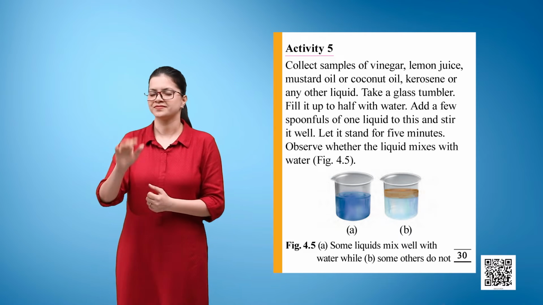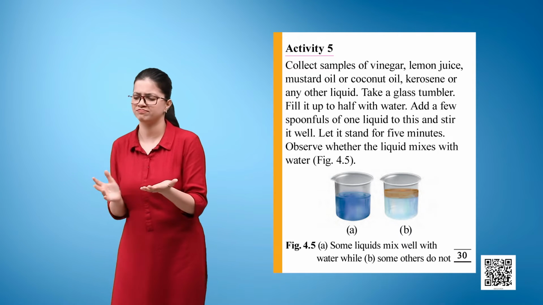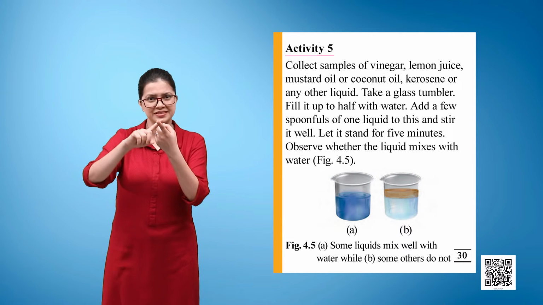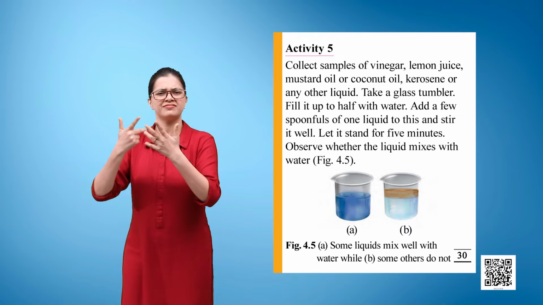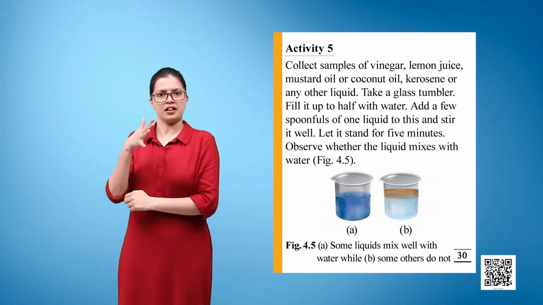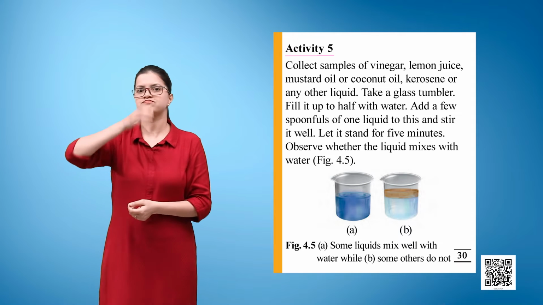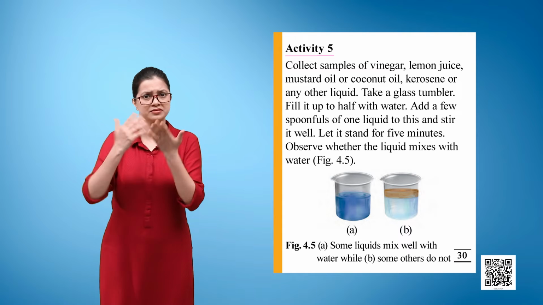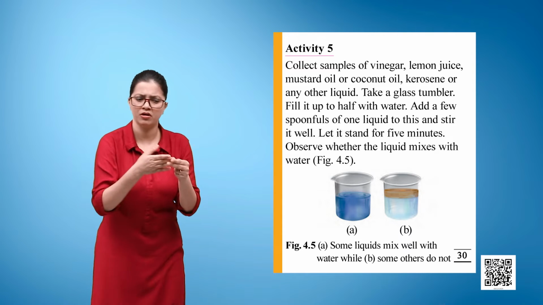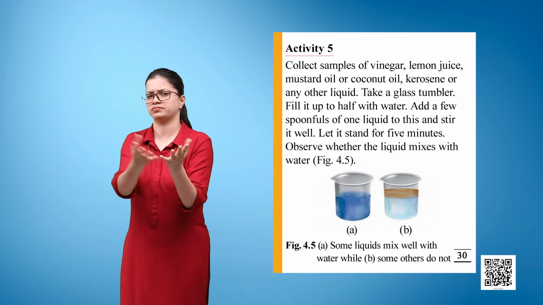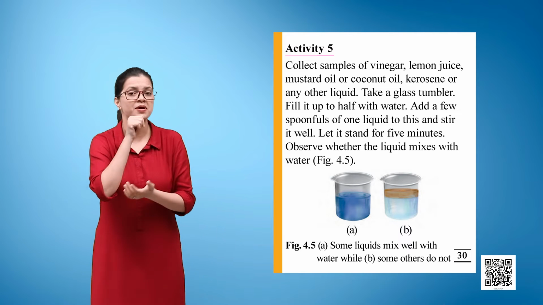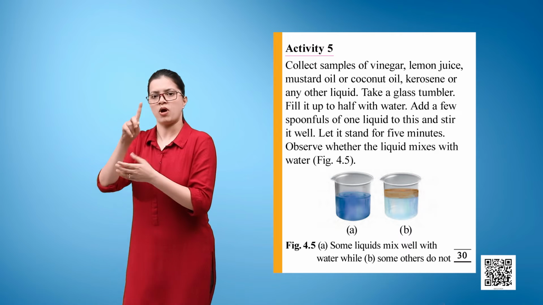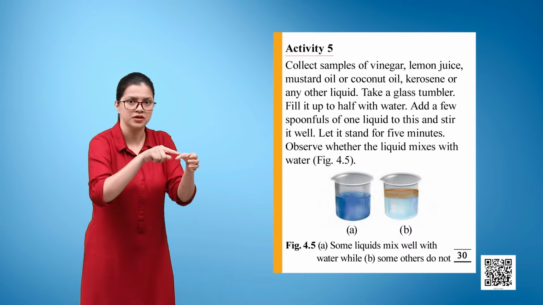Activity 5. Collect samples of vinegar, lemon juice, mustard oil or coconut oil, kerosene or any other liquid. Take a glass tumbler, fill it up to half with water. Add a few spoonfuls of one liquid to this and stir it well.